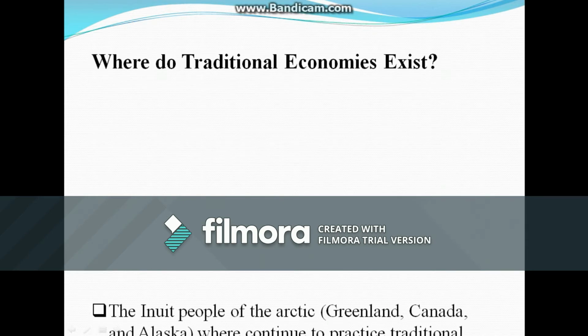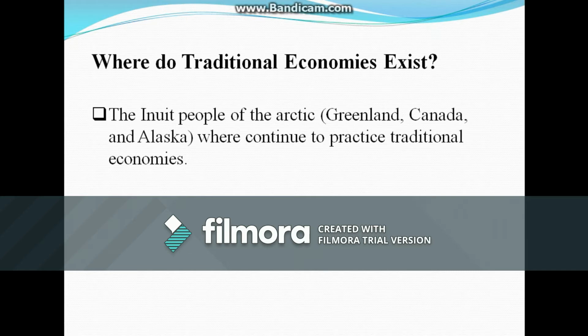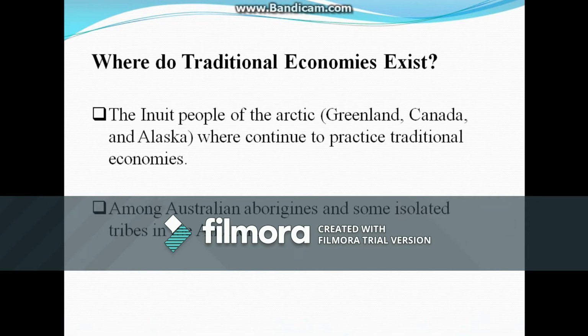Where do traditional economies exist? The Inuit people of the Arctic, such as in Greenland, Canada, and Alaska, continue to practice traditional economies, and so do Australian Aborigines and some isolated tribes in the Amazon. In Greenland, for example, fishing and shrimping are important economic activities. In other areas, hunting and raising reindeer are common practices. Hunting is a critical part of the society, and when one person in a hunting party is successful, the meat is divided among all members of the party.